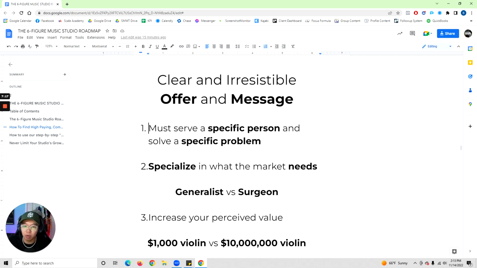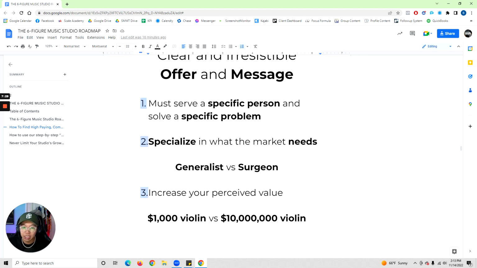hey, this is what Ben does. Hey, he's the guy to do this. He's or she's the gal to do that. That's ultimately going to increase your perceived value. And that's important to understand, the perceived value, how they see you as valuable.